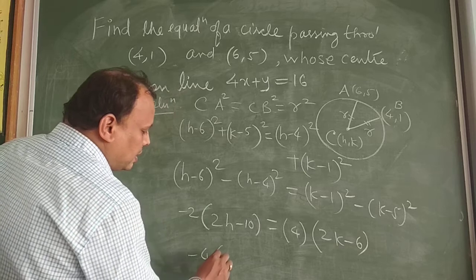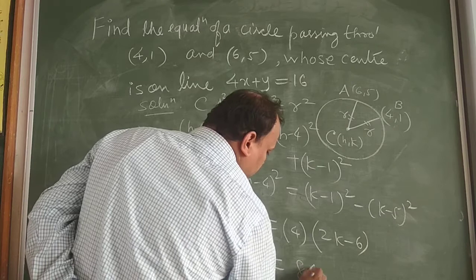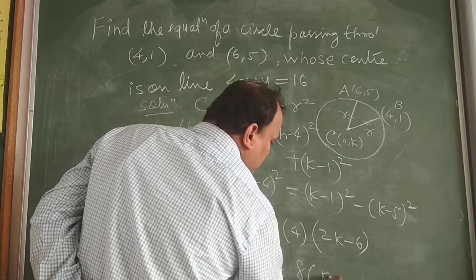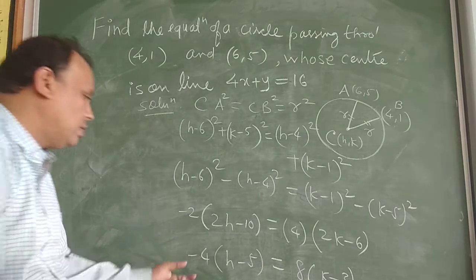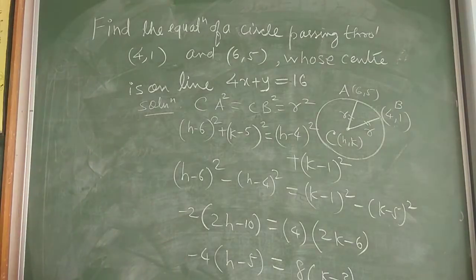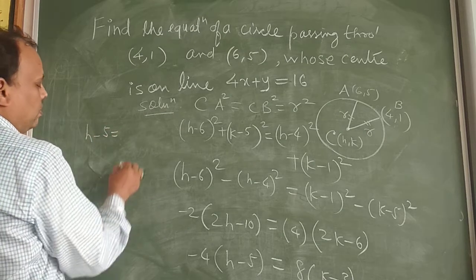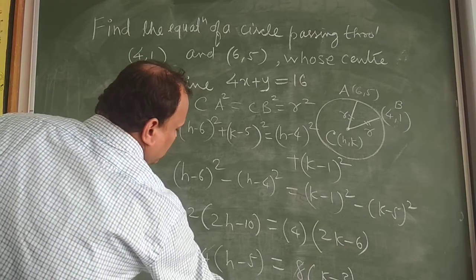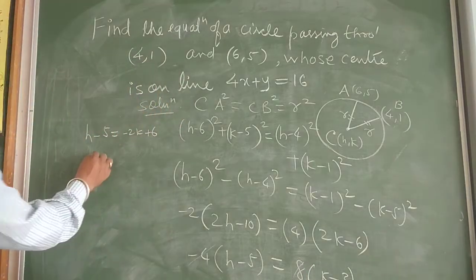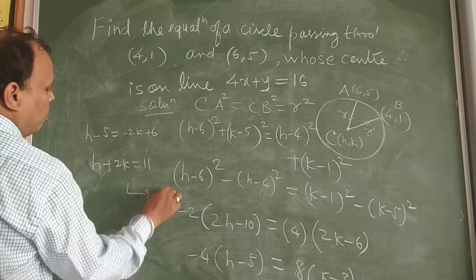Then here it will be H minus 5. Here it will be 8. Taking out 2 common, K minus B. So after solving this, you get what? You can just note it down. After solving this, we get H minus 5 is equal to minus 2k plus 6, because it is going to cancel, minus 2 times, minus 2k plus 6. So we can write H plus 2k is equal to 11. This is equation number 1.